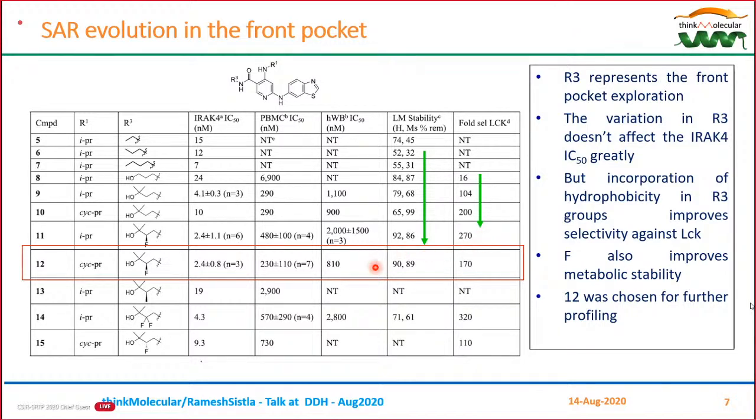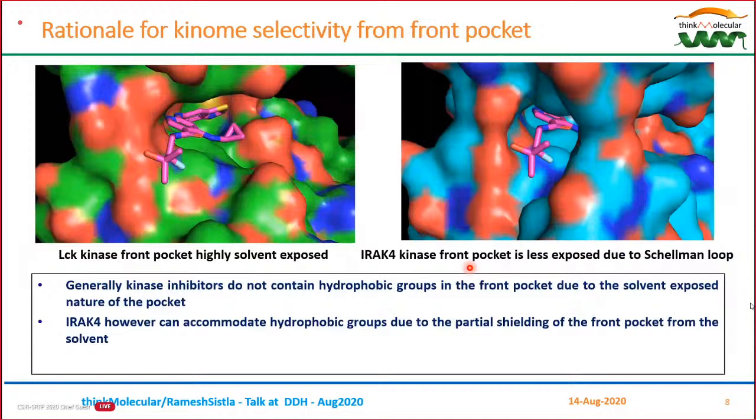So this was pretty encouraging, from which we got this compound 12 that had pretty decent IRAK4 potency. It screened well in the PBMC and the human whole blood, where it inhibited IL-6 release. It had decent metabolic stability, and the fold selectivity against LCK was also good. So 12 was a very important compound for us. And before I go into what happened to 12, here is the rationale. We had a structure-based rationale.